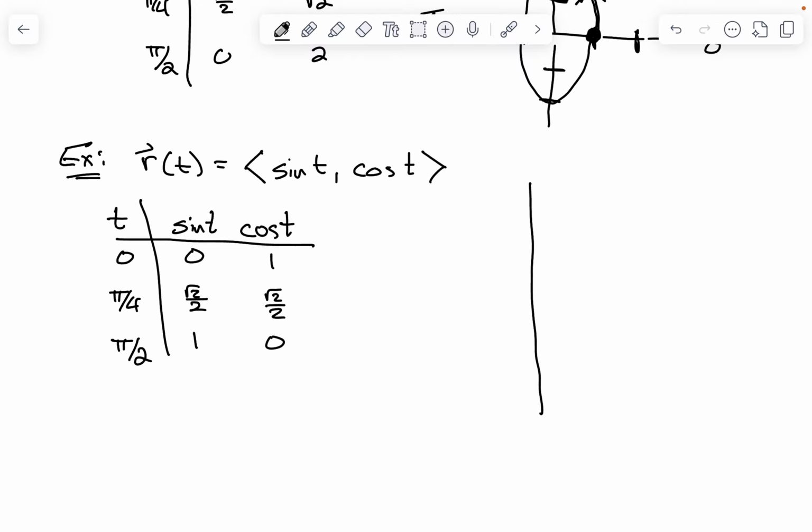So if we draw this, this gives us a circle. But notice at time t equals 0, we start off at the point 0, 1. So we start off up here. Then at time pi over 4, we're at root 2 over 2 for x and y, and then we're at 1, 0. So this gives us a circle. It goes around like that, and this is the direction.